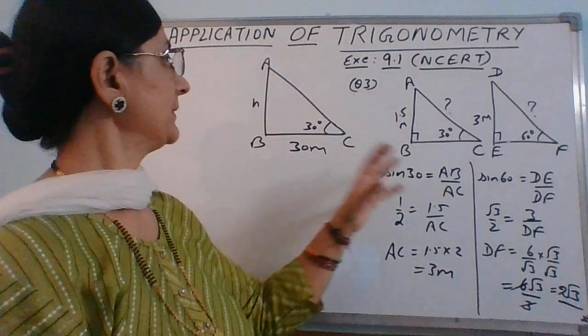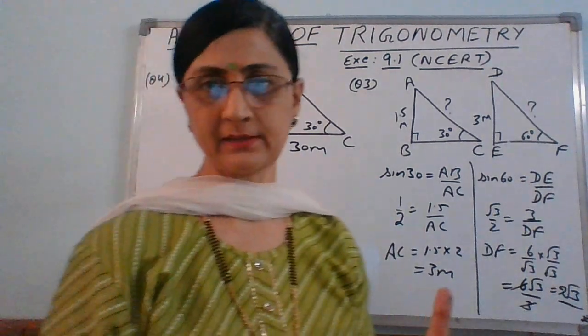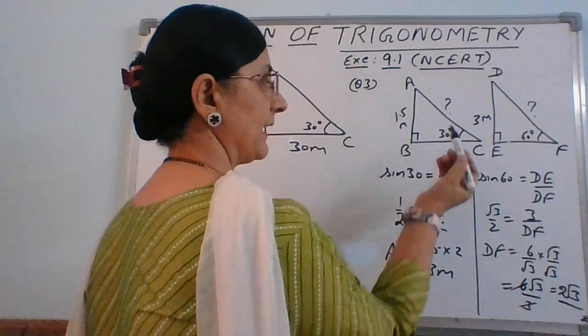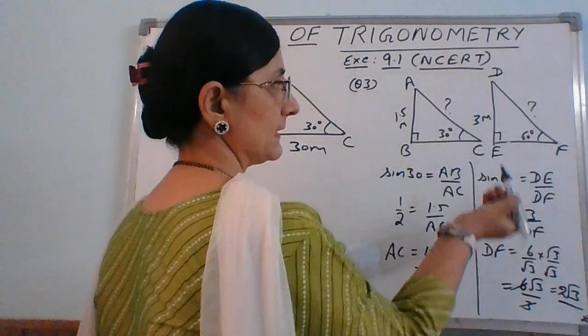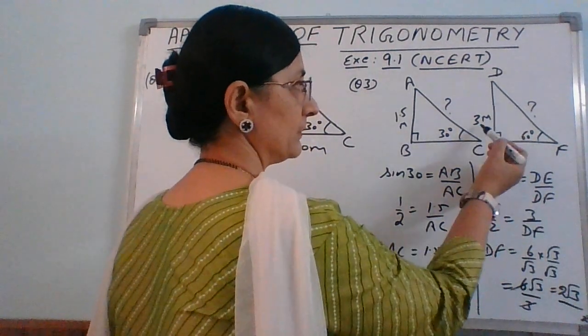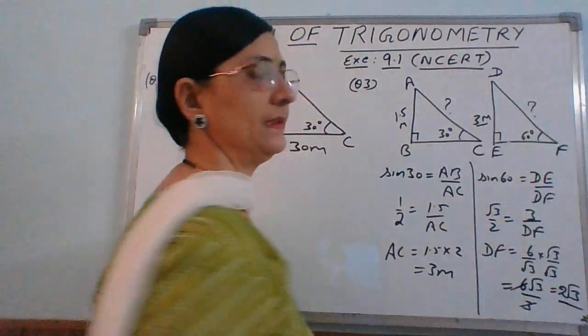Now we'll do question number 3rd and 4th of NCERT, right? So the third question is that there is a contractor who wants to make slides. If the height is 1.5 meter, angle is 30 degree, find out the length of the slide. Slide is this AC. And there is another slide for bigger children of height 3.3 meters, angle is 60 degree, and you have to find the length of the slide.